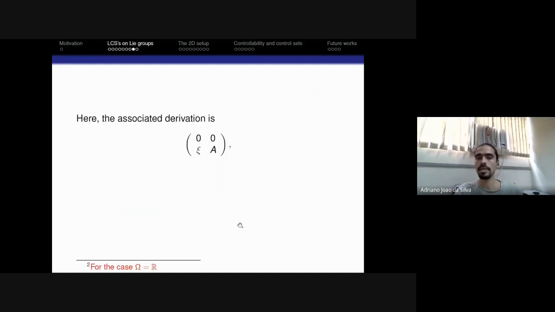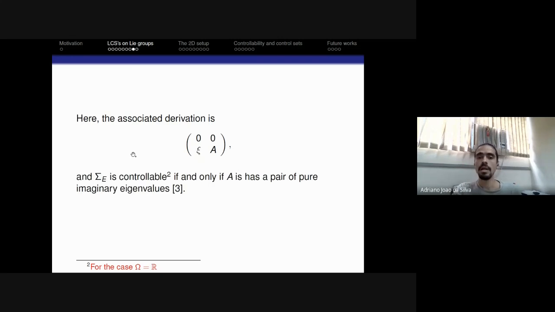Okay. And you can also analyze the behavior of this kind of system. The linear map that I said, the derivation associated, has this form here, okay? Remember that here is a 2x2 matrix, so it is a column vector of two lines and one column, sorry. And you have the controllability of this kind of system. It is possible to analyze at least. What we did first was for the unbounded case, when you consider, for instance, omega equals R. But the point is that the only controllability that you have here, so you can just go from one point to another by solution in positive time, is if you necessarily have that this matrix A has a pair of pure imaginary eigenvalues. Okay, so again, it's connected with the eigenvalues of this derivation that you have.